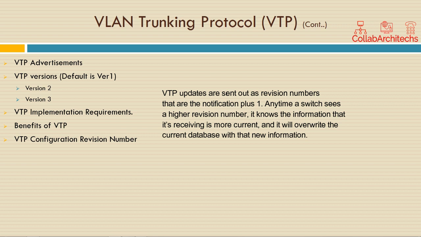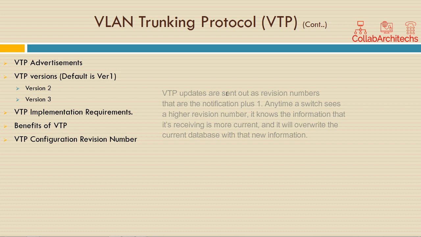VTP updates are sent out with a revision number that is the notification plus one. Any time a switch sees a higher revision number, it knows the information it is receiving is more current, and it will override the current database with the new information.